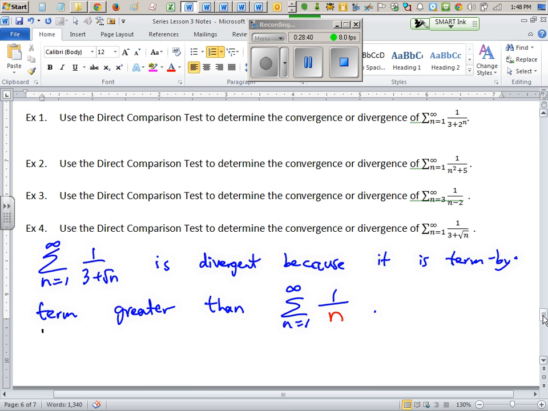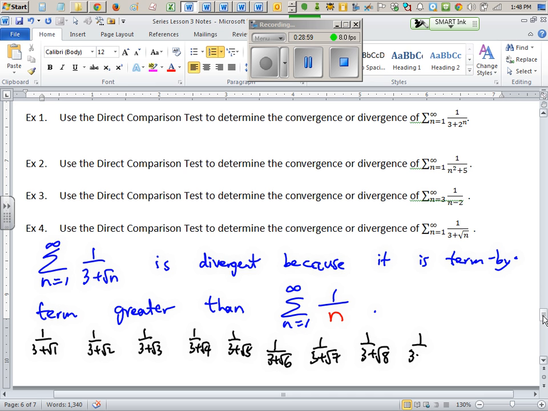Let me show you. So first is 1 over 3 plus root 1, 1 over 3 plus root 2, 1 over 3 plus root 3, 1 over 3 plus root 4, 1 over 3 plus root 5, 1 over 3 plus root 6, 1 over 3 plus root 7, 1 over 3 plus root 8, 1 over 3 plus root 9, 1 over 3 plus root 10. So I'm writing out the first 10 terms to show you something interesting. The series 1 over n is just 1 over 1, 1 over 2, 1 over 3, 1 over 4, 1 over 5, 1 over 6, 1 over 7, 1 over 8, 1 over 9, 1 over 10.